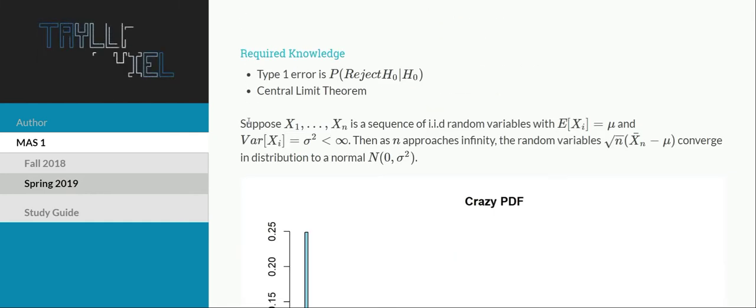So to state that explicitly, suppose x sub 1 to x sub n is a sequence of independent and identically distributed random variables with the expected value of x sub i equal to mu, and the variance of x sub i equal to sigma squared, where sigma squared is less than infinity. Then, as n approaches infinity, the random variable square root of n times (x bar minus mu) converges in distribution to a normal with mean 0 and variance sigma squared.